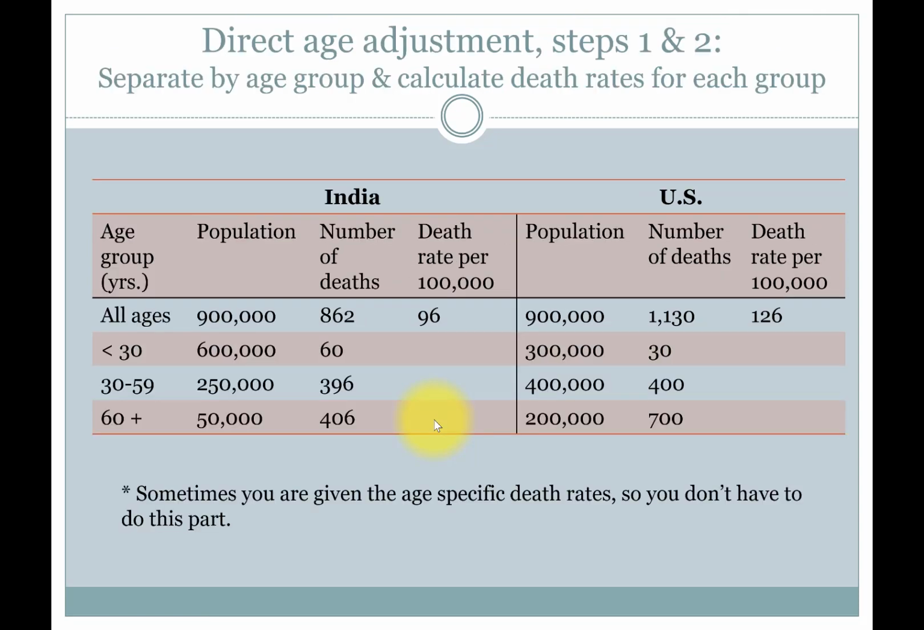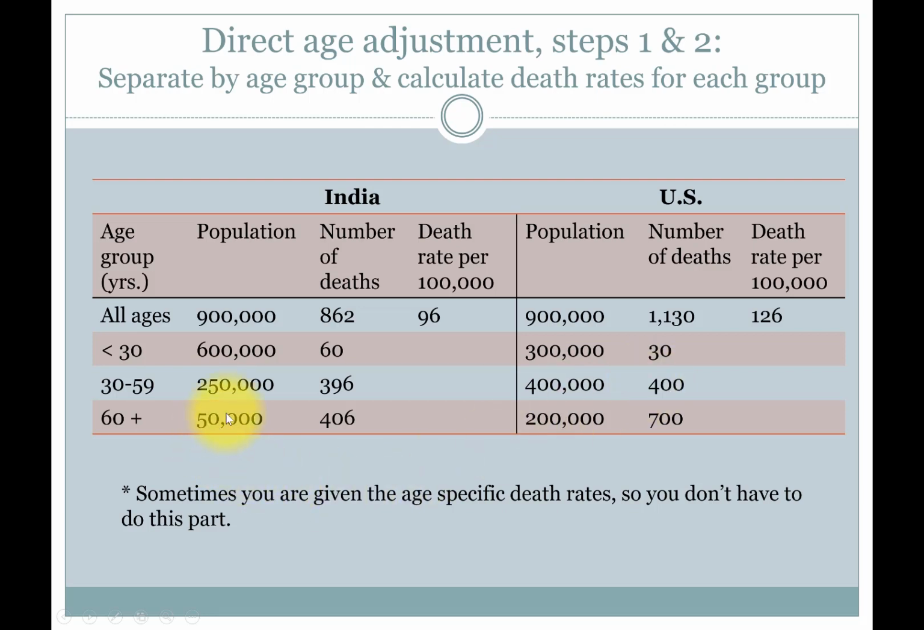In this slide, we're actually breaking it up per age group. So we have less than 30. The population is 600,000, number of deaths 60. For the US, the population for less than 30 is 300,000, and the number of deaths is 30. For 30 to 59, India has 250,000, with 396 deaths. In the US, we have a 400,000 population here, and 400 deaths.